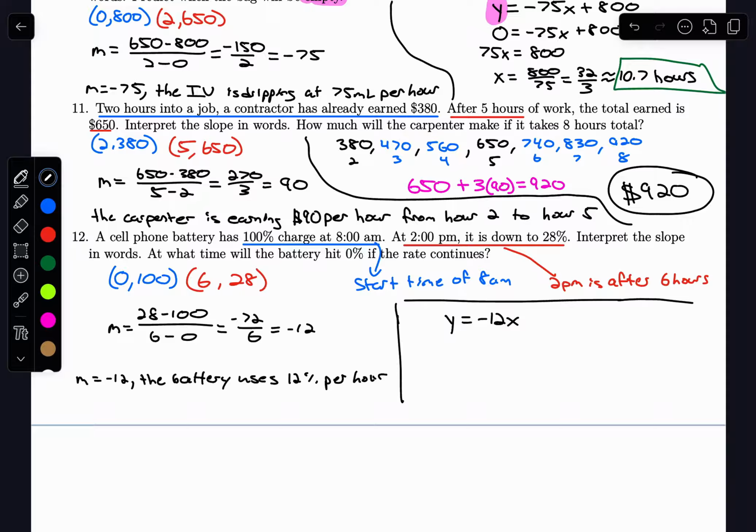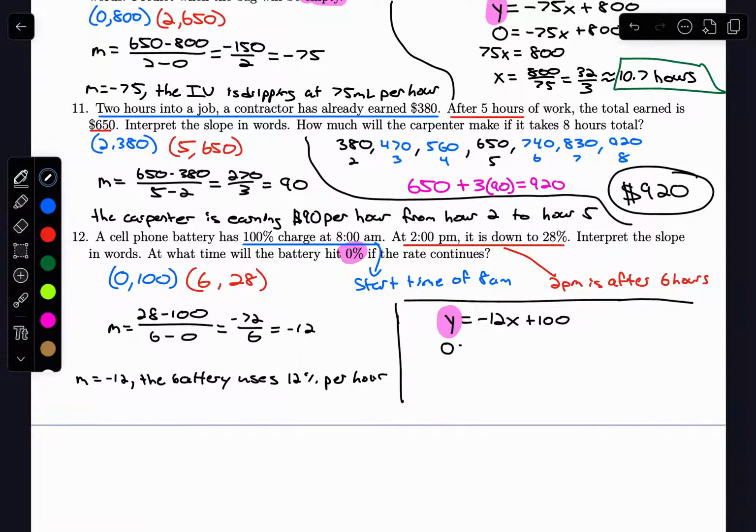And we don't care about 8 a.m. yet. We just care that it starts off at 100%. So my y-intercept is 0, comma 100. Notice again, 0, 100 right here. And so 100 is my y-intercept. Now it says when will it hit 0? So 0% is the y value we're trying to solve for. Because notice my 100 and my 28 were percentages, and those were the y values.